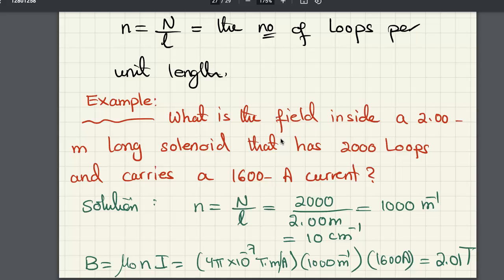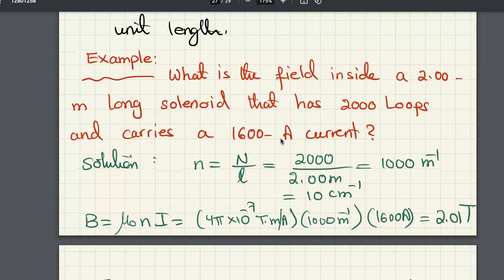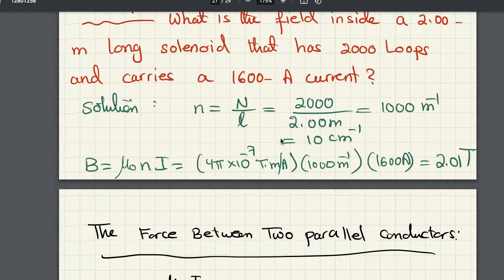Here, what is the field inside a 2-meter long solenoid that has 2000 loops and carries a 1600 ampere current? Of course, first we need to find n, the number of loops per unit length, and B can be calculated as mu0 n times I.